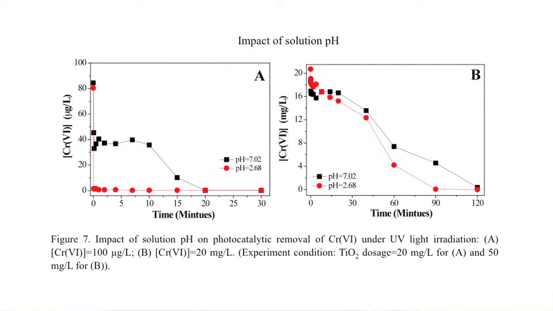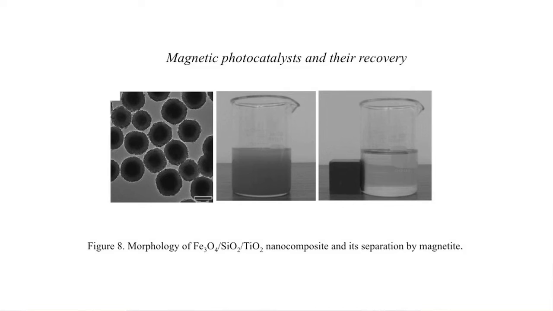The figure here shows that when we apply a magnet, the catalyst can be easily separated from water. And we also tested the performance of this magnetic catalyst for chromium-6 reduction. For 1 milligram per liter of chromium-6, we can see that to achieve around 90% removal, it requires around 60 minutes. Actually, the performance is good.